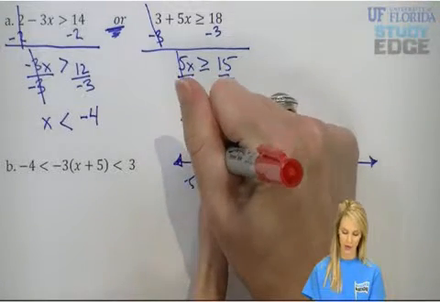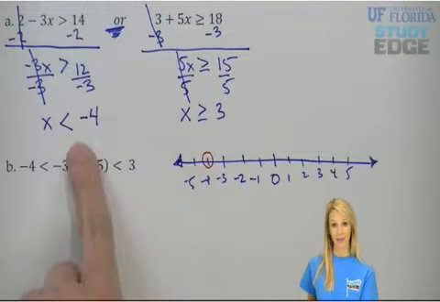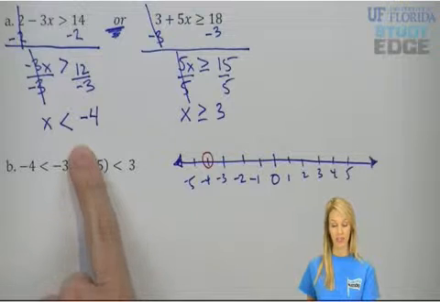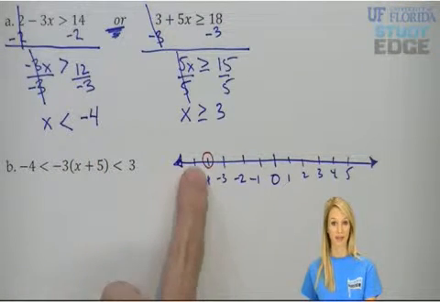So we're going to put an open circle. If this was a less than or equal to sign, then x could be negative 4, so we would fill in that circle. It would be a solid circle.